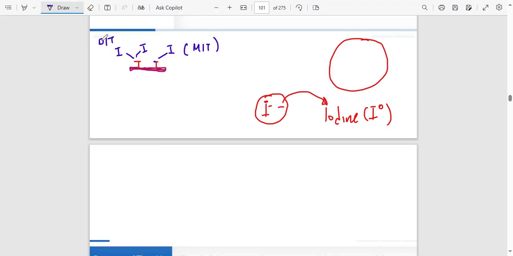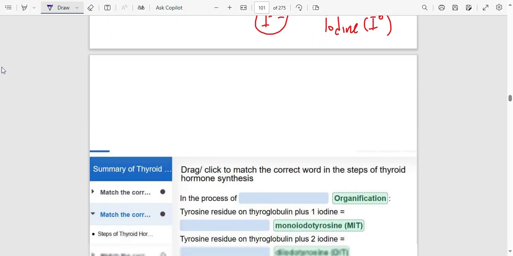After that, what will be happening will be now the coupling, because we have got a lot of this. So if we couple the DIT with the MIT, mono and di, we are going to form now the T3. If we get two of the DITs, we couple them together, di plus di, that will form tetra, so that will be T4. So that's how we'll be making this hormone. Hope that's okay. Just what the doc described.